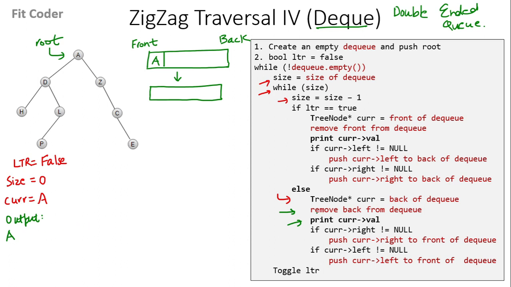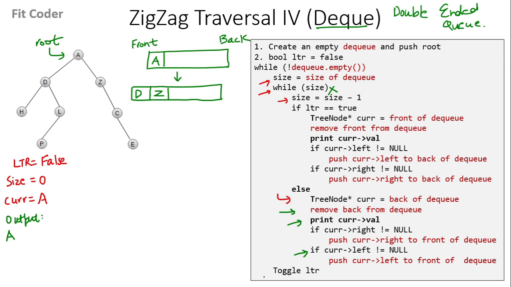We check right of A is Z. So we push Z to the front of deque. And then we check left of A is D. We push D to the front of deque. In the next iteration, size is now 0. So this while loop terminates.